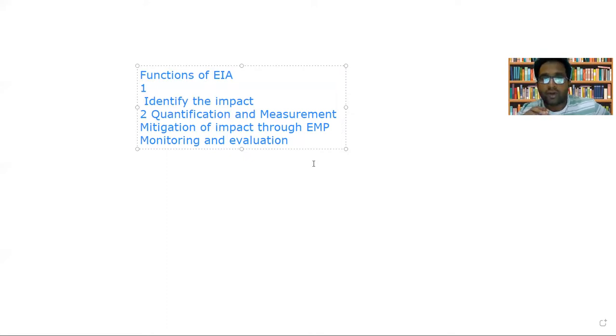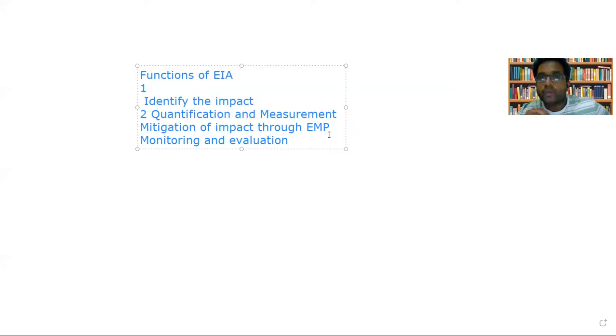The third step, or third function, is mitigation of impact through EMP. Here EMP stands for Environment Management Plan. The impacts will be identified, quantified and measured. Now you have to prepare an EMP. EMP means Environment Management Plan, which comprehensively contains the activities that need to be implemented so that there is a reduction in the risk, a reduction in the risk or impact happening to the environment.